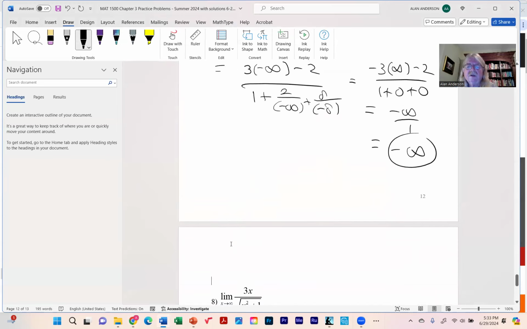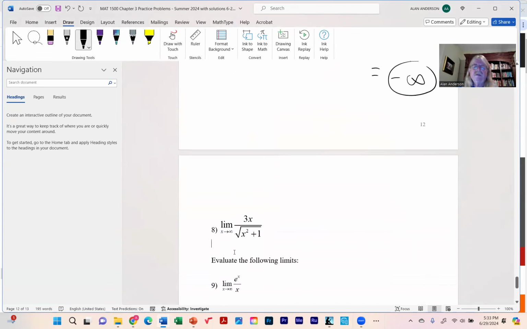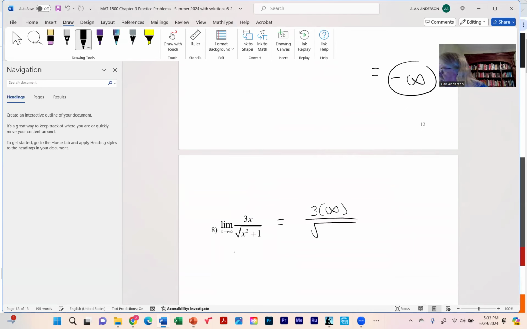All right, well, what else do we have here? So here we go. Now, again, a direct substitution is going to leave us with infinity over infinity. So let's try L'Hopital's rule.